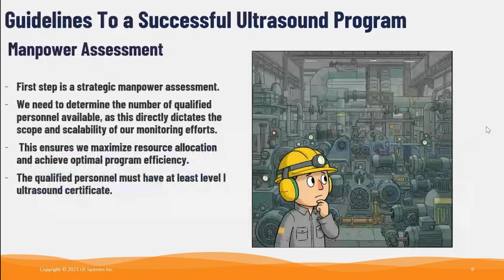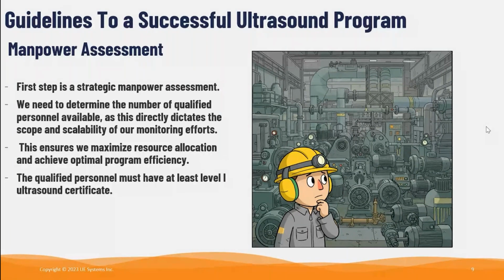Our first step is to assess our manpower. We need to know how many qualified, trained, and certified people we have available to dedicate to this program. This would help us ensure we have the right team to achieve optimal program efficiency. This assessment is also essential for deciding how much equipment we can include in the program. For example, if we have 2 qualified personnel, we cannot effectively monitor 500 pieces of equipment monthly. Doing so would definitely lead to a drop in quality, even if our team is well trained.